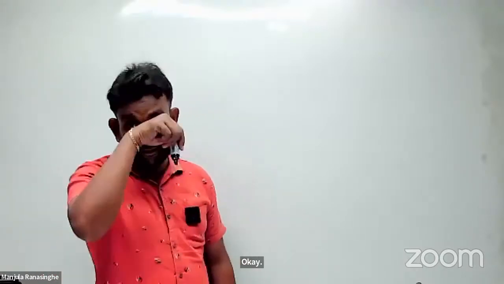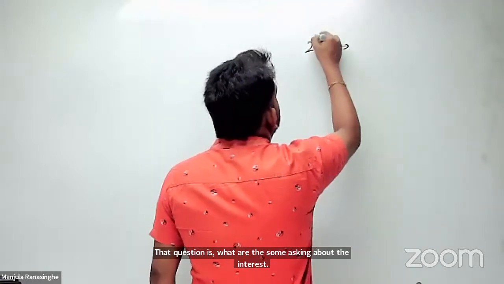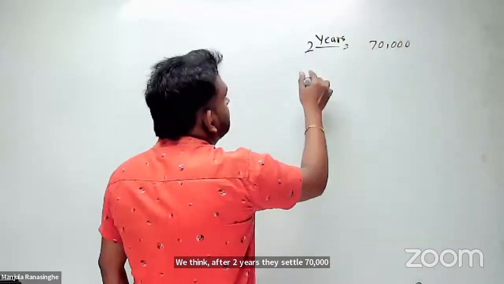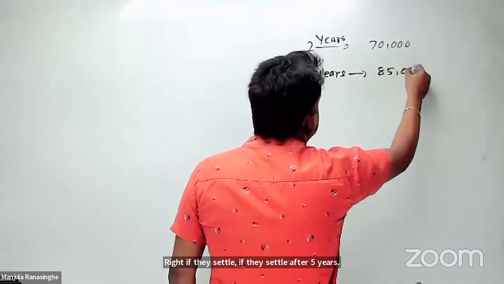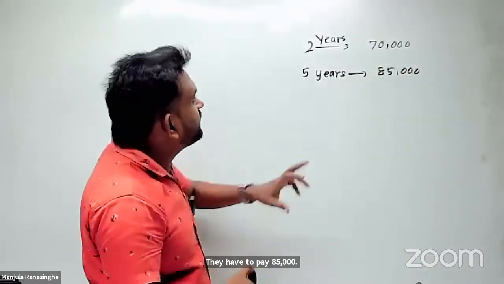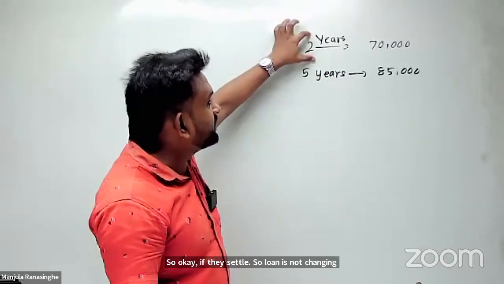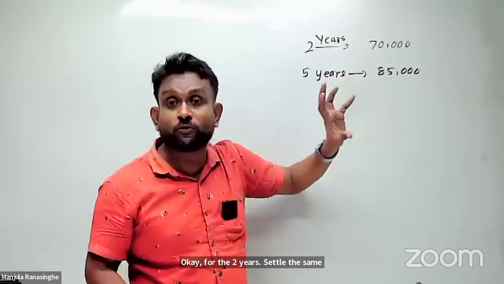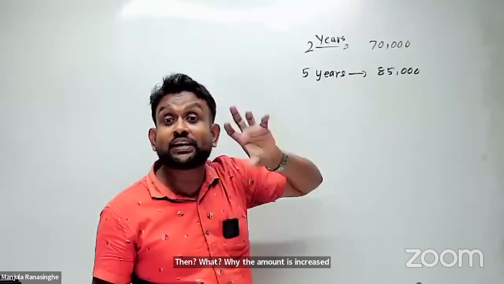Okay. All right. Putta, there's a student asking about the interest. If they settle after 2 years, they pay 70,000. If they settle after 5 years, they have to pay 85,000. So if they settle, the loan is not changing, the loan is constant. For the 2 year settlement, they are paying the same loan, and for 5 years also the same loan amount. Then why is the amount increased for this 3 year period?